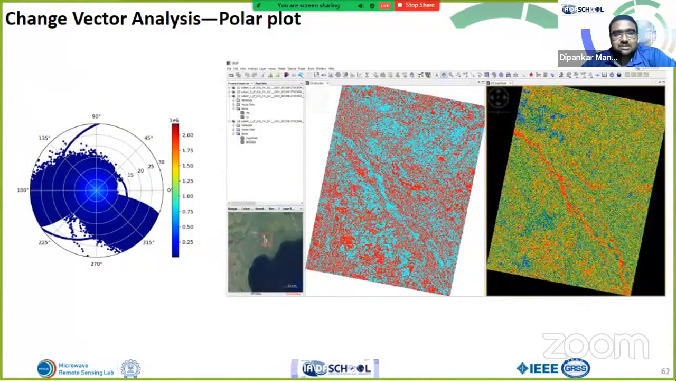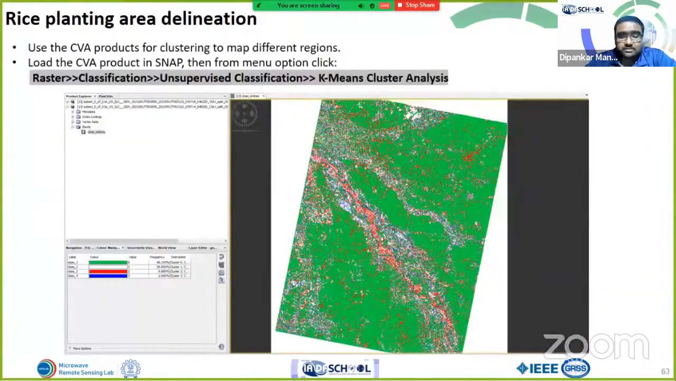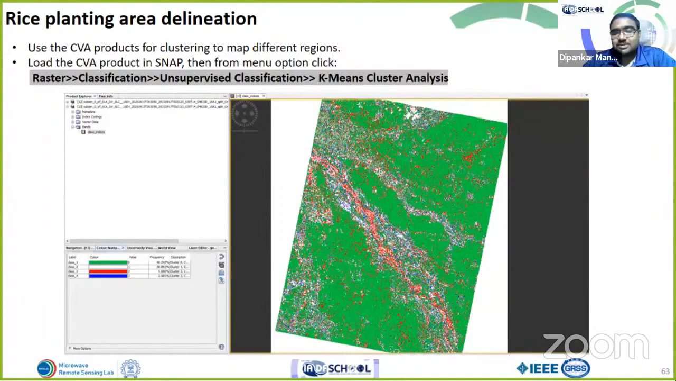You can see here the change vector polar plot of these two change images, HC and theta C images, for the particular dates. Now we can utilize these change vector components for a cluster analysis, where we can see different classes over this region, which can be further improved using other components like backscatter sigma naught, or the DPRVI.